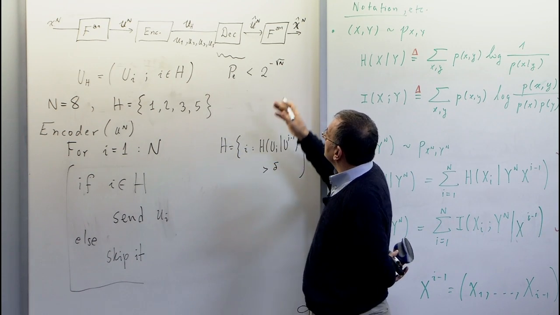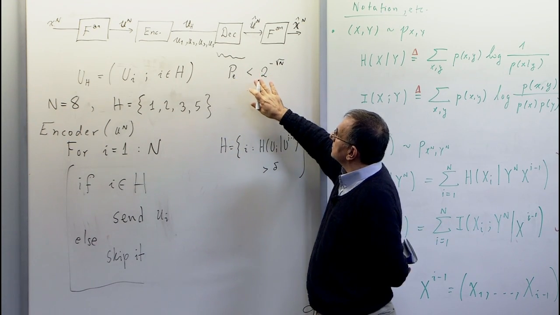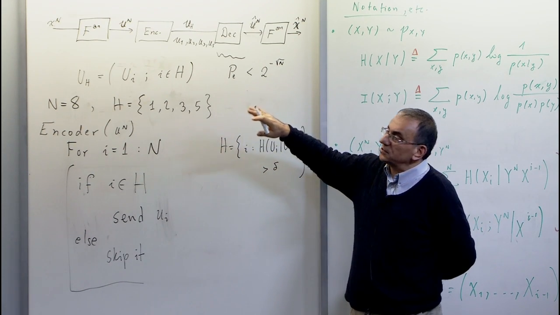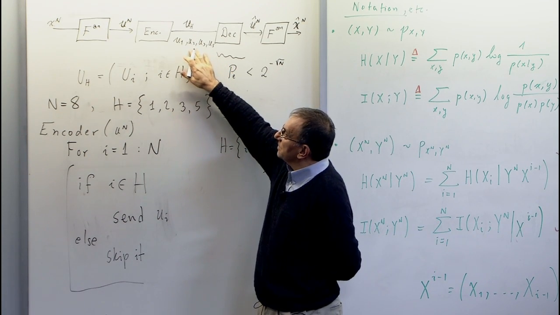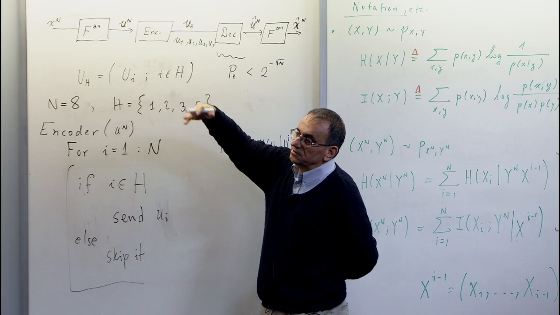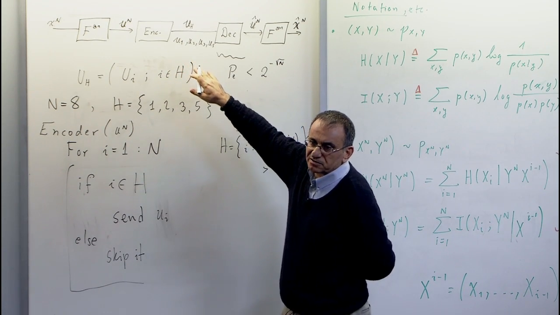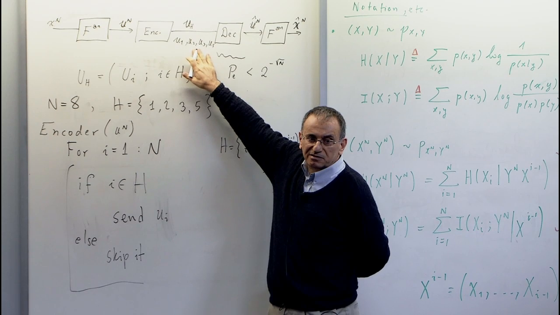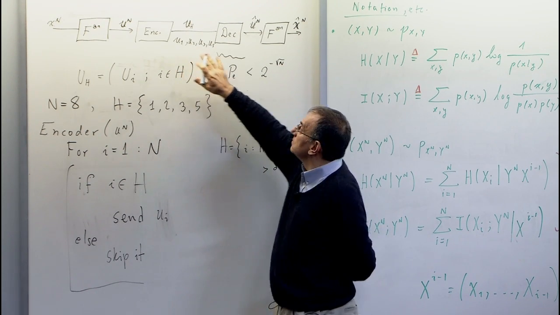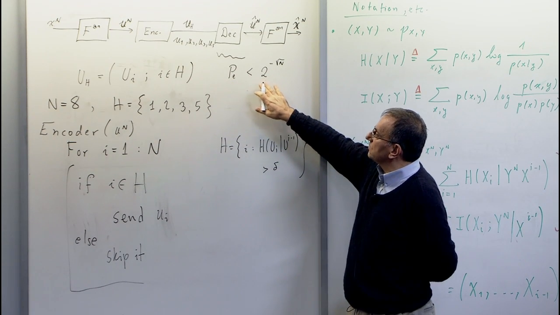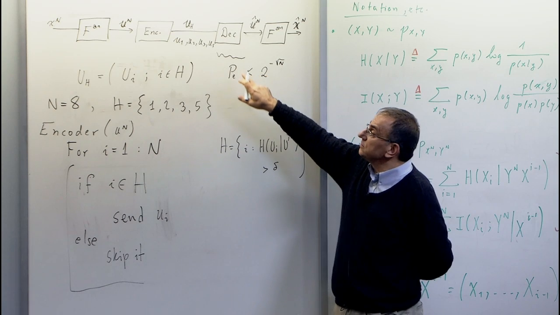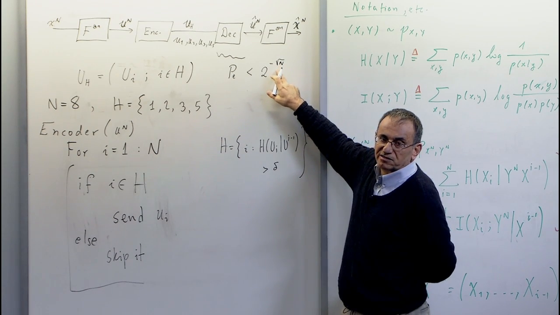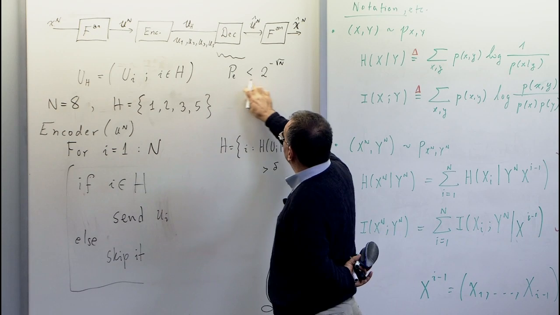provided that... there is nothing provided. As it is, we can prove this one. We are sending enough coordinates. I was going to say, provided that we are sending data at a rate above the entropy of the source, but we are already doing it, because we are sending all the high entropy coordinates. So the rate of communication in here is above the entropy of the source. The decoder, we will show later on, will be able to reconstruct U with a probability of error that goes to zero exponentially in the square root of the block length. So this is something that needs to be proven.